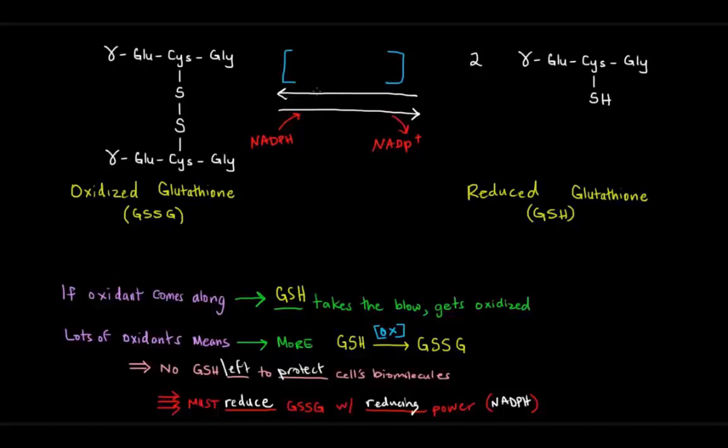This step is catalyzed by glutathione reductase. So basically what's happening is that NADPH allows the reduction of the oxidized glutathione to regenerate reduced glutathione to keep us able to fight off these oxidants. Okay, so that's how NADPH and glutathione work together to fight oxidants.